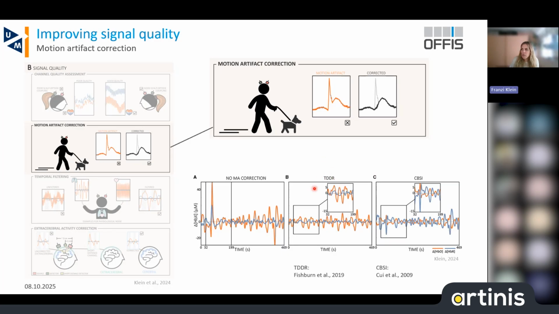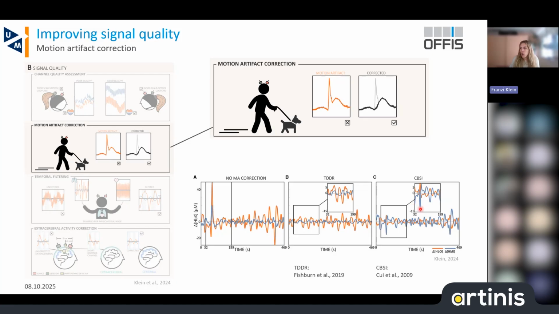We have the TDDR method, which stands for temporal derivative distribution repair. That is also applicable in real time. It's fully automatized. Here you have to take care: you shouldn't use it when you expect a lot of motion artifacts, because then the method doesn't work properly anymore. But if you know that a person just sits there still, and every now and then you have a motion artifact, then it is a good method.